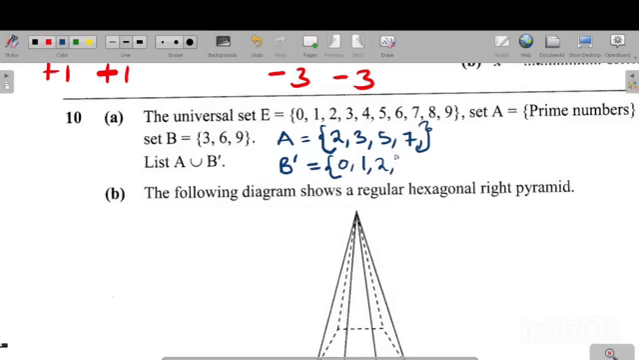And then 4, okay, 4. Then 5. 6 is found in B, so we will not put it here. Then 7, yes, 7 is not. Then 8 is not. What about 9? 9 is found in B. So B complement, a set B complement is this one.